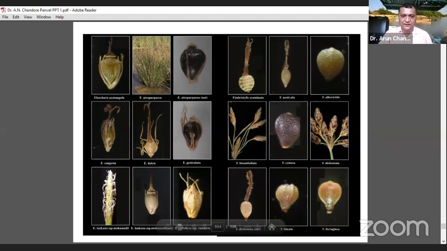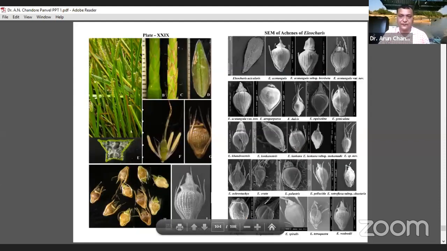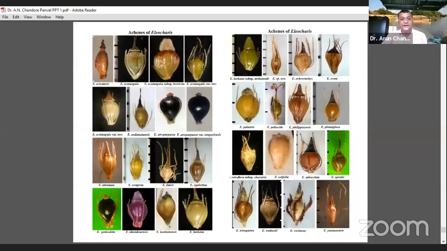And here you see another genus, Fimbristylis, and here you see the nut morphology by SEM. And here you see the nut of genus Eleocharis. We have revised the genus Eleocharis under a Young Scientist project, and we have covered about 32 species from India, and each species is unique, and we can identify it with the help of nut character.